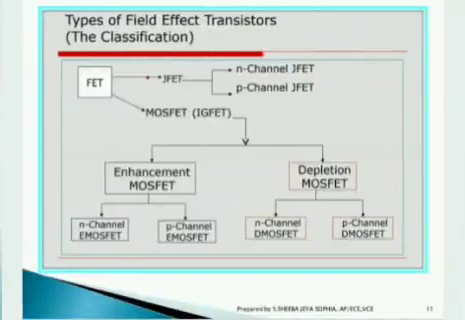There are many types of field effect transistors. The major classification is that FET is classified into JFET and MOSFET, that is IGFET. JFET is in turn classified into N-channel JFET and P-channel JFET. Similarly, MOSFET is classified into depletion MOSFET and enhancement MOSFET. Depletion MOSFET is also of two types, N-channel DMOSFET and P-channel DMOSFET. Enhancement MOSFET is also classified into N-channel EMOSFET and P-channel EMOSFET. These are all we are going to see in detail in this entire unit.